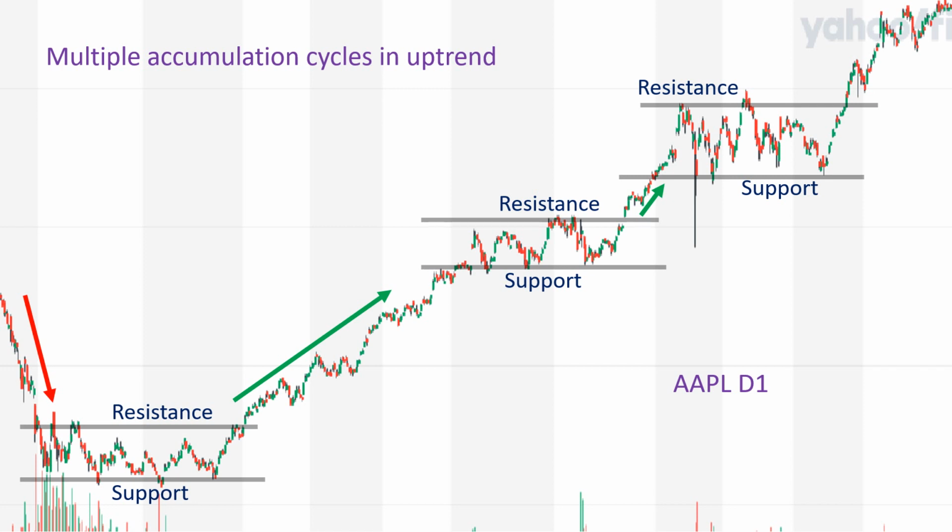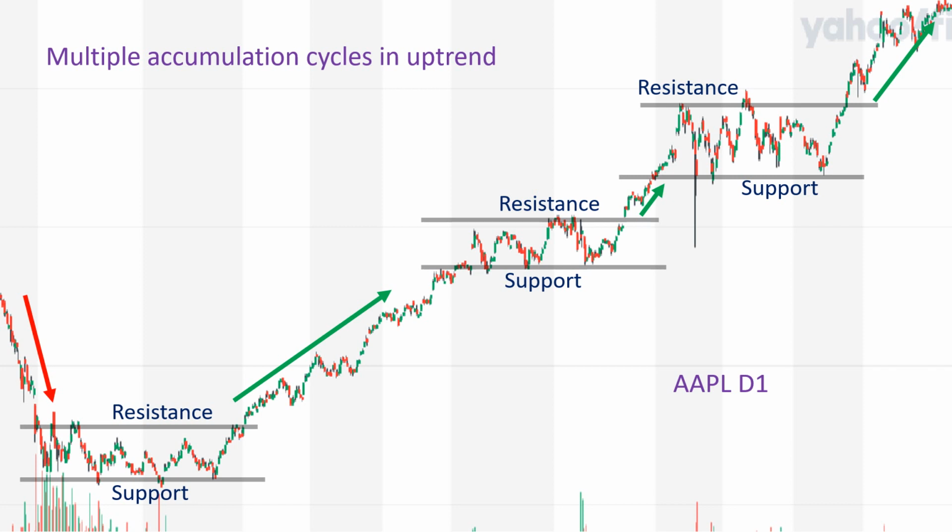It again enters the third accumulation, and after months of fluctuating between this support and resistance, it finally breaks the resistance and goes upward.